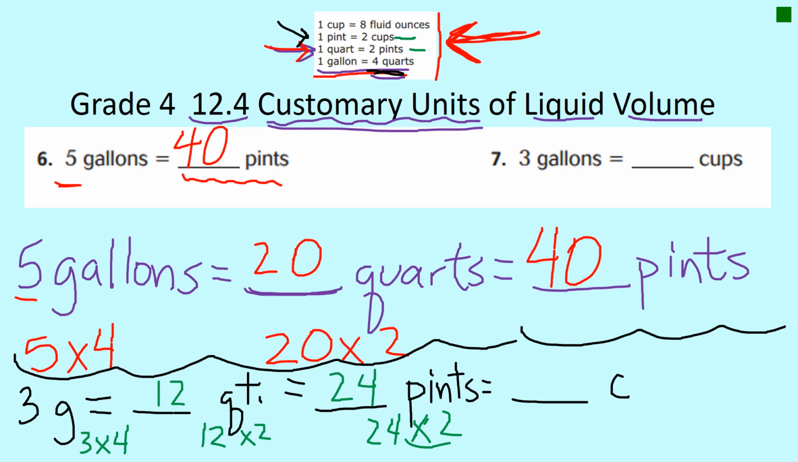And if you don't want to do that, you can, of course, just go 24 times 2. Just do it like that, right? 2 times 4 is 8. 2 times 2 is 4. 48. Okay, so 3 gallons equals 48 cups. Woo, it's a lot of cups.